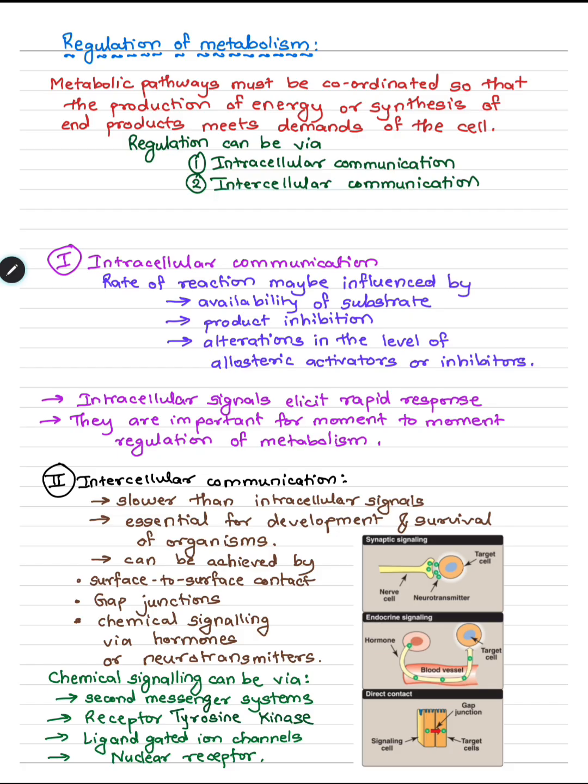Intracellular communication is the rate of the reaction being influenced by availability of substrate. That is, if the substrate is in less quantity, it can inhibit the reaction. If the substrate is in excess, it can make the reaction happen faster. If the product accumulates, it can inhibit the reaction. That is called product inhibition. Reaction rate can be influenced by alterations in the level of allosteric activators or inhibitors.